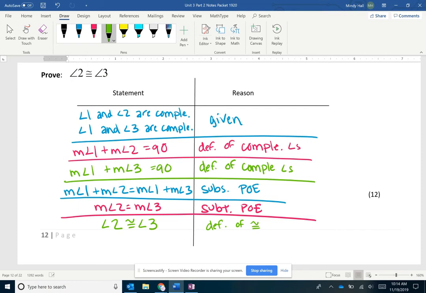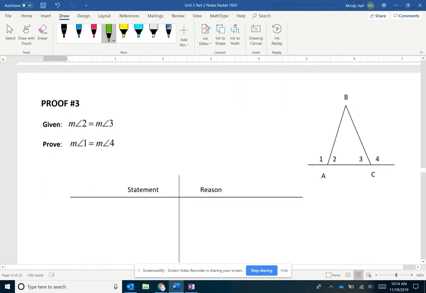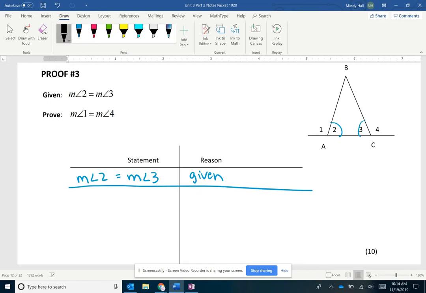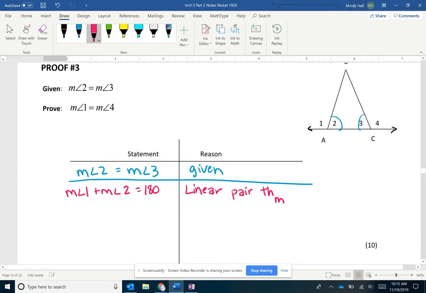So, next proof. Number 3, we are given a lovely picture for this one, but we are told that the measure of angle 2 equals the measure of angle 3. So if you want on your picture, you can draw a little thing. Now I will say technically this picture should have arrows on this line so that you know it's a line, because by knowing it's a line, we can say that the measure of angle 1 plus the measure of angle 2 equals 180 because of the linear pair theorem. We know that if we have two angles that make a line, that it's going to add up to 180, and that's exactly what that theorem says.